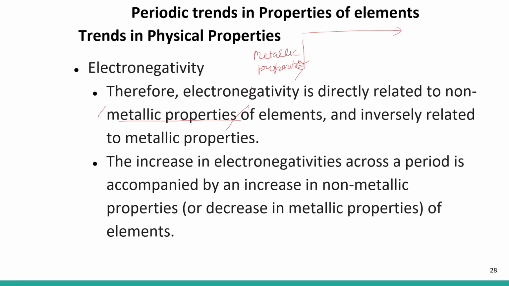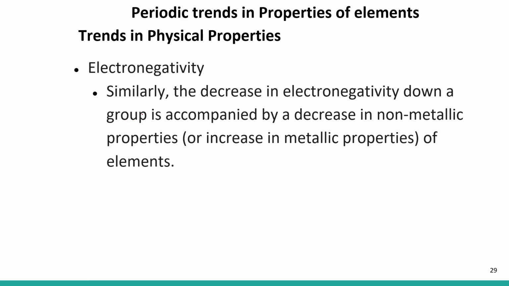This means the more electronegative an element is, the less metallic it will be. The increase in electronegativity across a period is accompanied by an increase in non-metallic character. It is the same thing written here, and these two are inverse to each other. Similarly, down the group, electronegativity decreases while the metallic property increases.